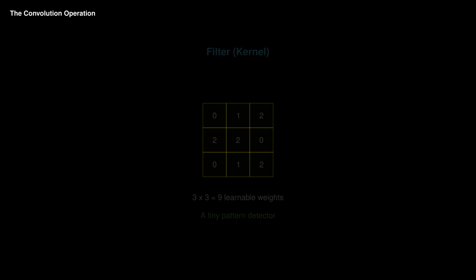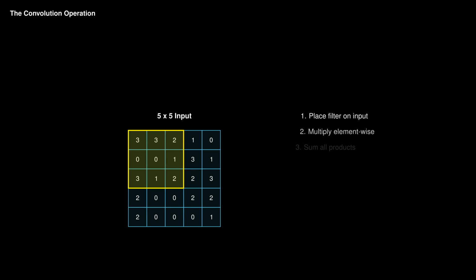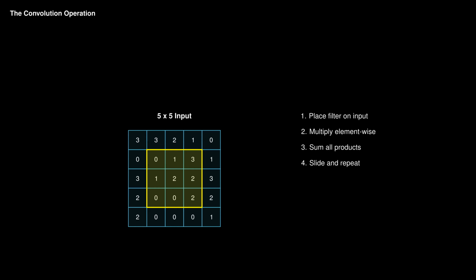Here is how it works. Place the filter on the top left corner of the input image. Multiply each filter value with the corresponding pixel value. Then sum up all the products. That single number is the output for this position. Now slide the filter one step to the right. Repeat, multiply, and sum. Keep sliding until the filter has covered every position.